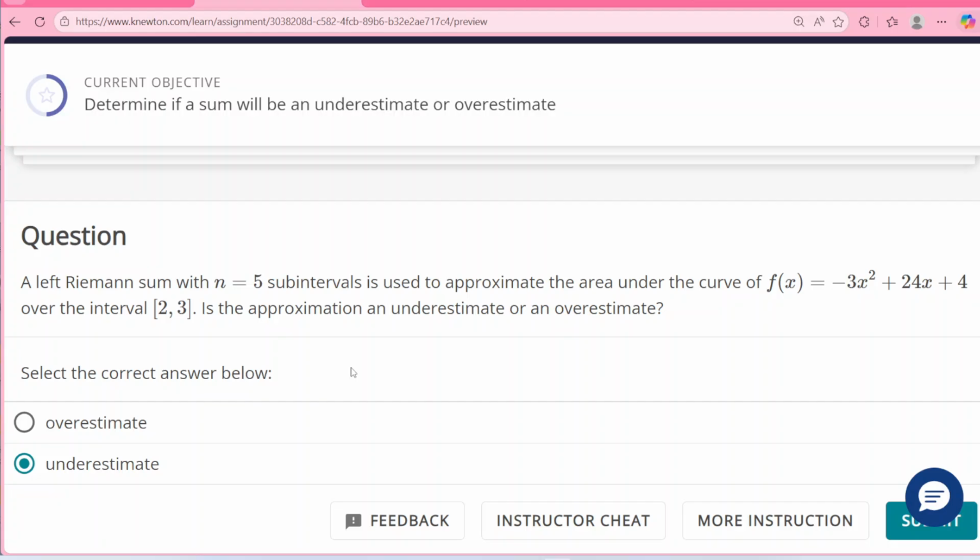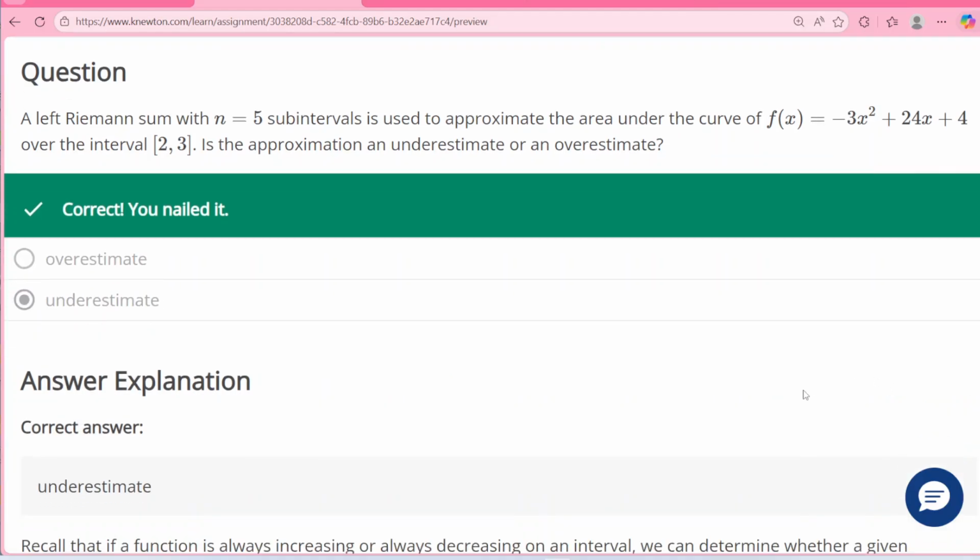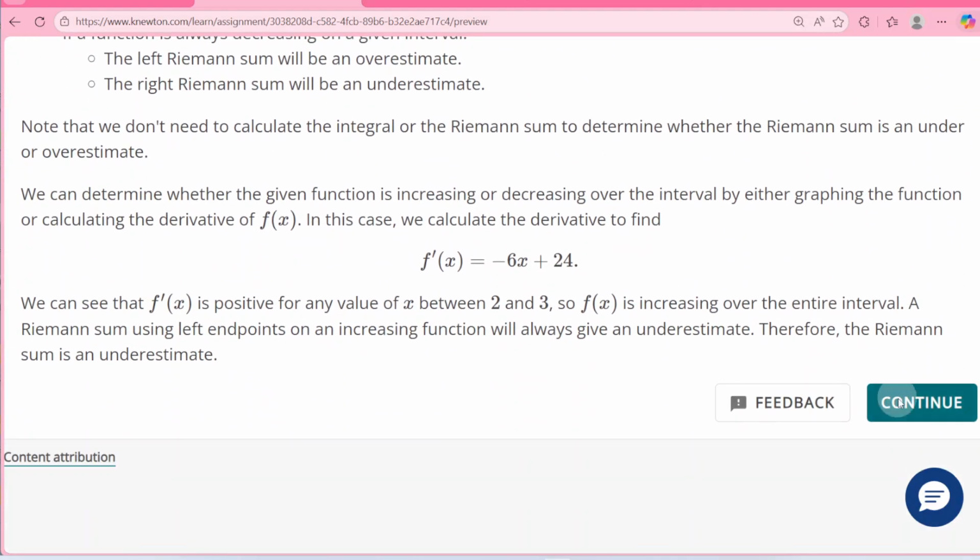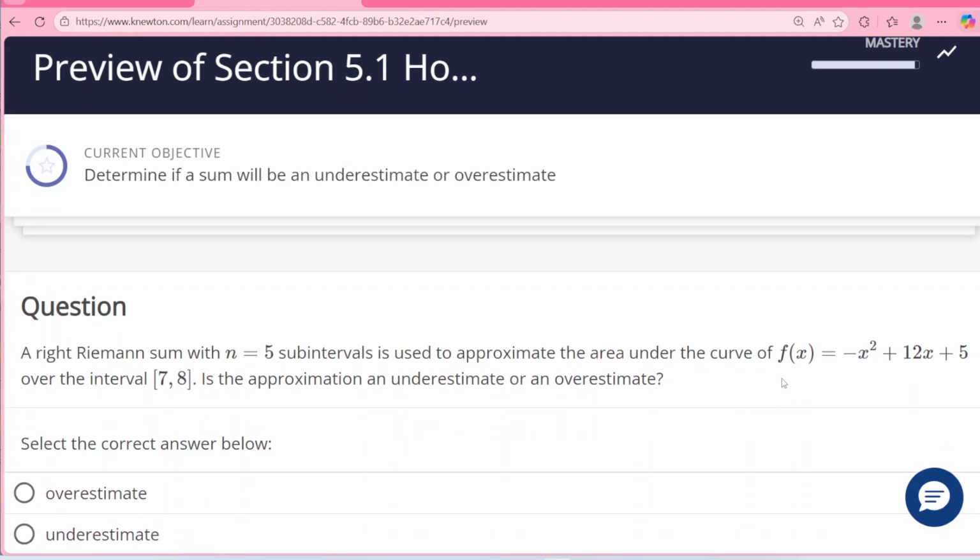So again, if it's increasing and you're plugging in left endpoints for the heights of the rectangles, you're going to underestimate, and if you're plugging in right endpoints, you'll overestimate. If it's a decreasing part of the function, you plug in left endpoints, you'll overestimate, and you plug in right endpoints, you will underestimate. This is underestimate like the other two that we saw. And this time though, it's a right Riemann sum.